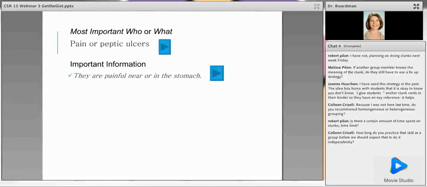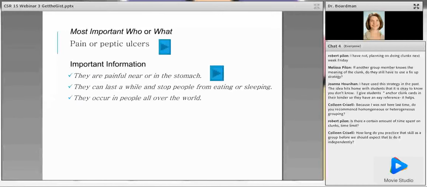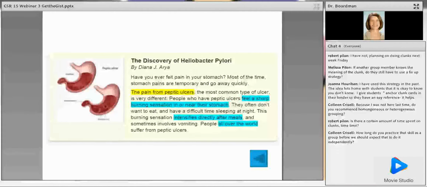So here's the important information. They're painful near or in the stomach. They can last a while and stop people from eating or sleeping. And they occur in people all over the world. So if we look at that text again, here you can see where that information is found.